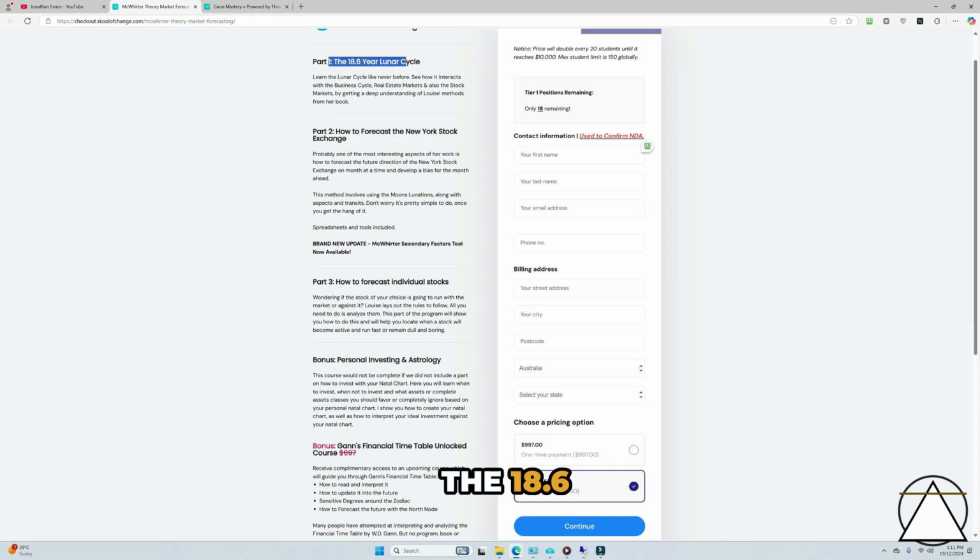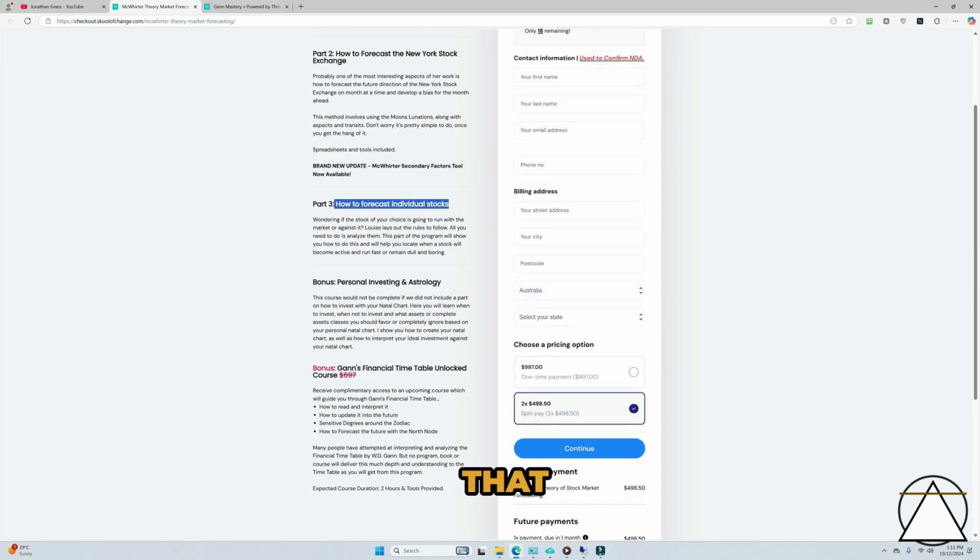The 18.6-year lunar cycle, I break it down. I show you the way she talks about it in her book, okay? How to forecast the New York Stock Exchange, broken down, spreadsheets and tools included. I also have provided a McWhirter's secondary factor tool, okay? Actually, I'm the only person, I believe, ever to present it in the way that I've presented it. And I've showed you that in prior videos, so this is actually very unique and very special. How to forecast individual stocks, I provide you that information. And then personal investing and astrology.